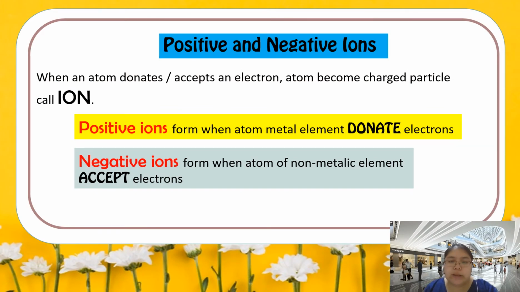Okay, then we go to the positive and negative ions. When an atom donates or accepts any electron, the atom becomes a charged particle, and we call it an ion. So we don't care whether they donate or accept. When they do this process, we call it an ion. For example, positive ions form when a metal element donates electrons. When they just donate, we call it a positive ion. Okay, how to produce a negative ion? When a non-metallic element accepts electrons, we call it a negative ion.